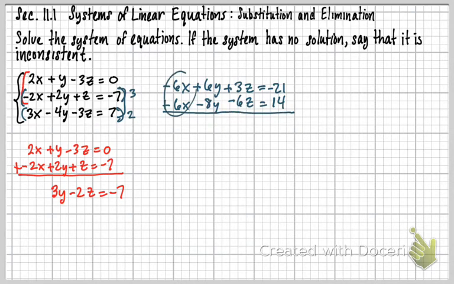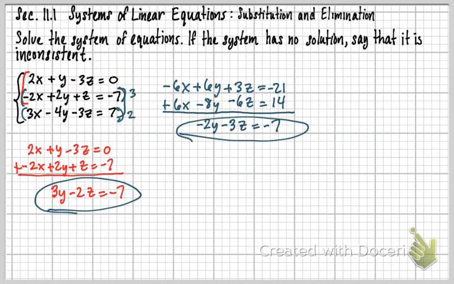So then my x's are opposites, they're going to give me 0. So I'm going to get negative 2y minus 3z equals negative 7. Now again, for that second pair, I had to get rid of the x's. And my sole purpose for that is now look at what I have. I have 2 equations, 2 unknowns, and the unknowns are the same for both of those.